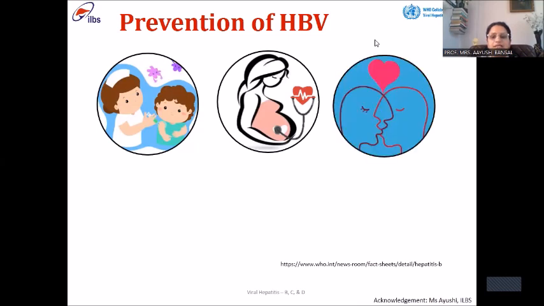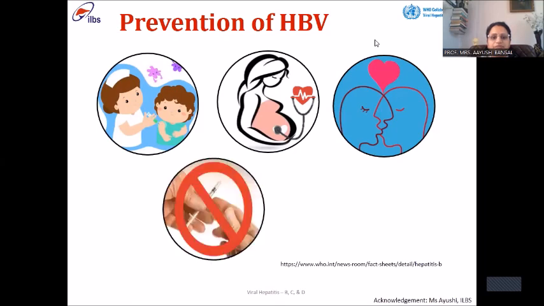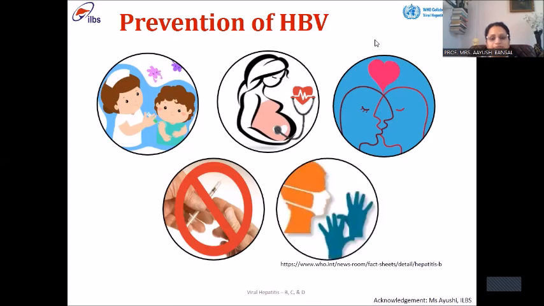The third is sexual or intimate relationships. We should use barrier methods at the time of physical relations. Next is needle stick injury or sharing needles, or using one single disposable needle for multiple patients at a time. Next is PPE. Personal protective equipment is the key to safety for healthcare workers in hospital premises.